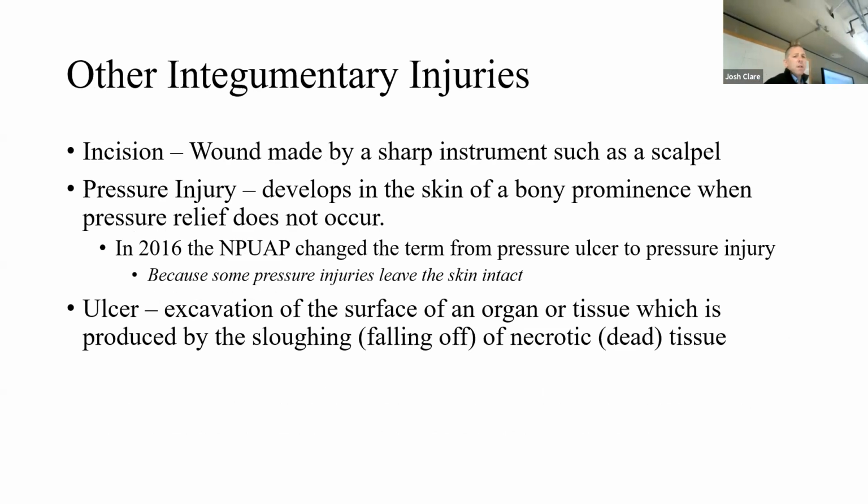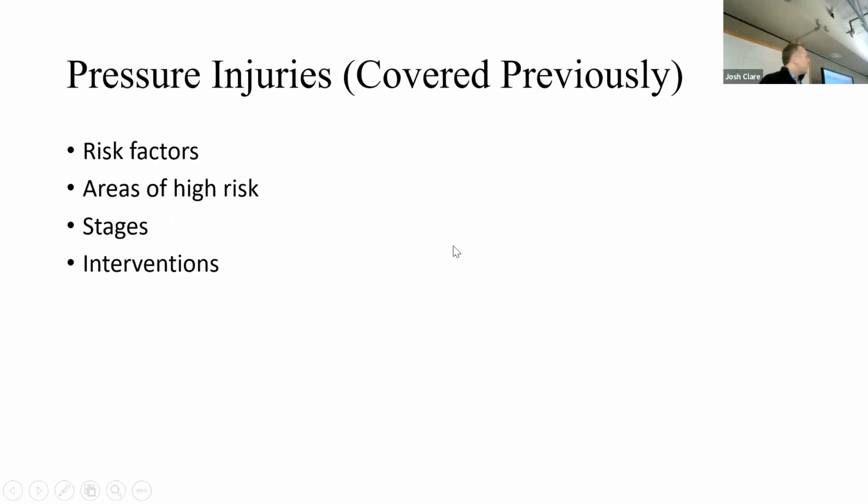Other integumentary injuries that we will see: incisions, talked about a lot already. Pressure injuries, we've already talked a lot about as well. And then we'll talk about other types of ulcers. We already talked about pressure injuries, risk factors, immobility, lean body mass. We've already talked about all that stuff. Areas of high risk depend on the position that we're in. What are the stages of it? What was my process to get to the right stage?